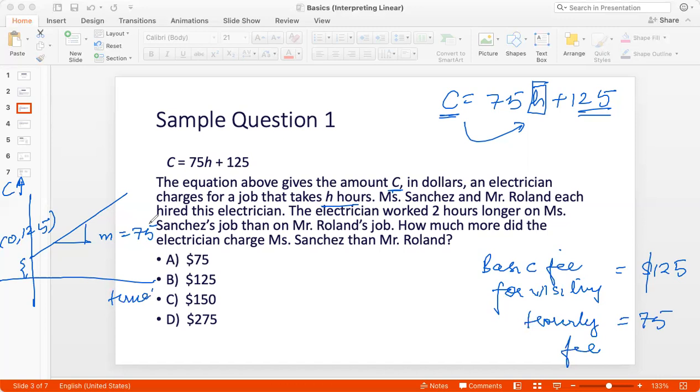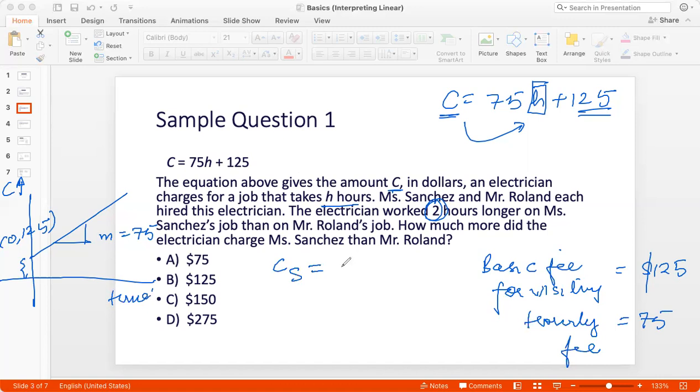Ms. Sanchez and Mr. Rowland each hired this electrician. The electrician worked 2 hours longer on Ms. Sanchez's job than on Mr. Rowland's job. How much more did the electrician charge Ms. Sanchez than Mr. Rowland? So the longer way to do this is you first calculate the cost for Ms.